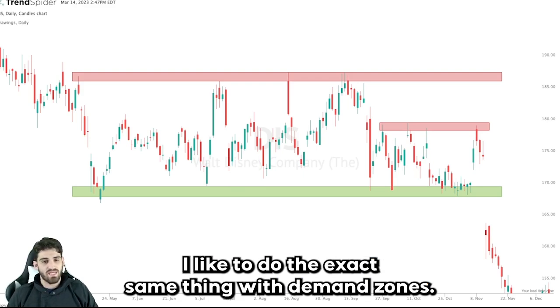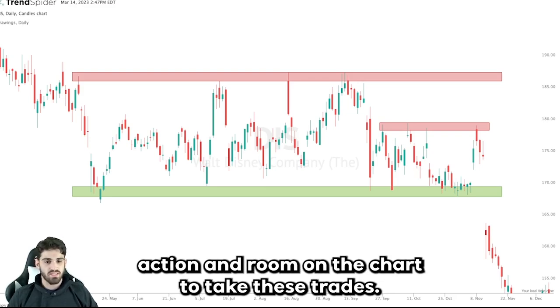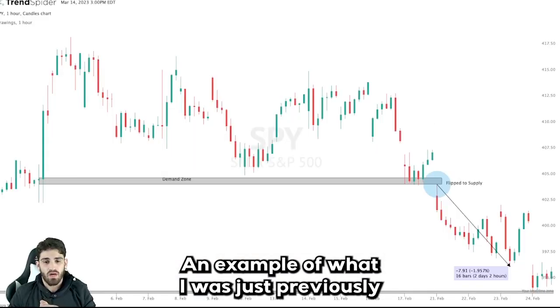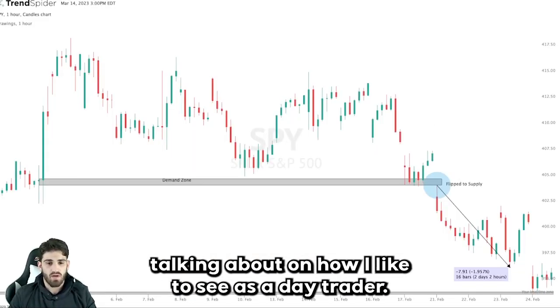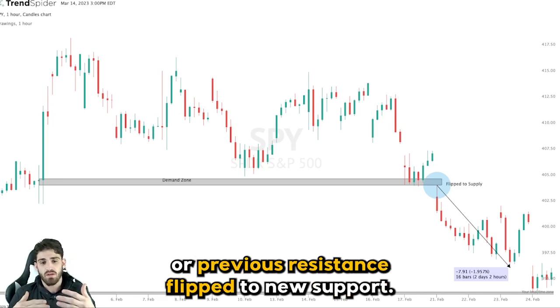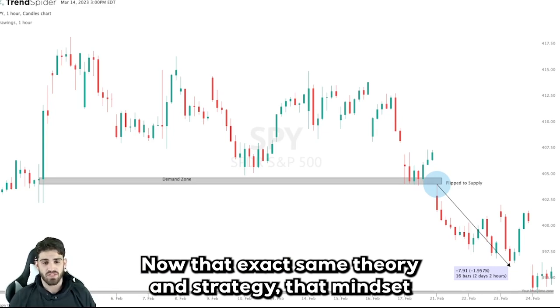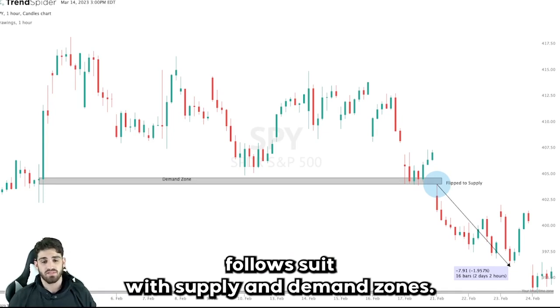I like to do the exact same thing with demand zones. It gives me a little bit more range, a little bit more price action and room on the chart to take these trades. An example of what I was just talking about: as a day trader, I like to see previous support flip to new resistance, or previous resistance flip to new support. That exact same theory and mindset follows suit with supply and demand zones.